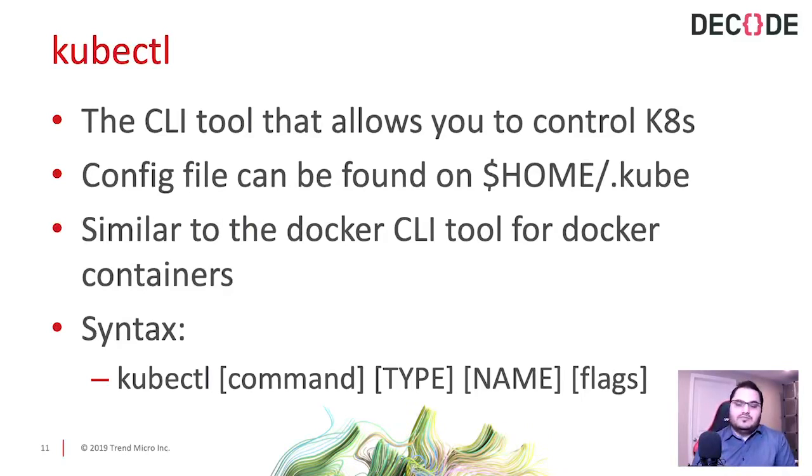How do you access that? There's a config file inside your home directory, inside the .kube folder, right? It has the certificates and the keys that you need to access your cluster. It's very similar to the Docker CLI tool for Docker containers. So if you have experience managing Docker containers and have worked with the Docker CLI before, you're not going to have a lot of trouble. It's going to be easy for you. The syntax is very similar too, so it's easy to understand.